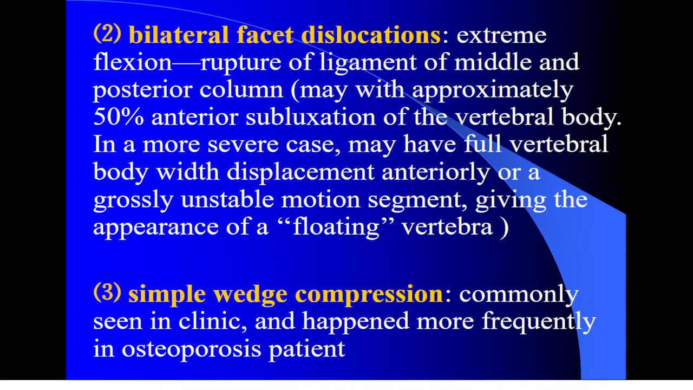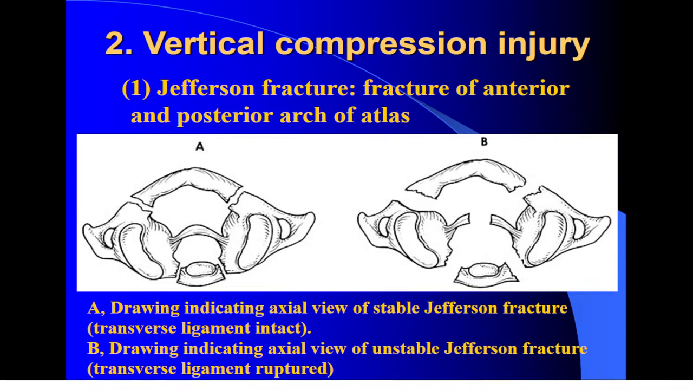So for the C1 vertebra, which we call atlas, we have a separate classification, and as you can see on that slide, the fracture of the C1 we call Jefferson fracture. It is a fracture of the anterior and posterior arc of the atlas. Here you can see the anterior, and here you can see the posterior arc. So if both arcs are damaged, we call it Jefferson fracture.